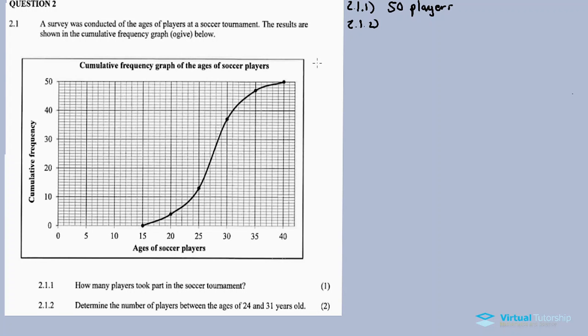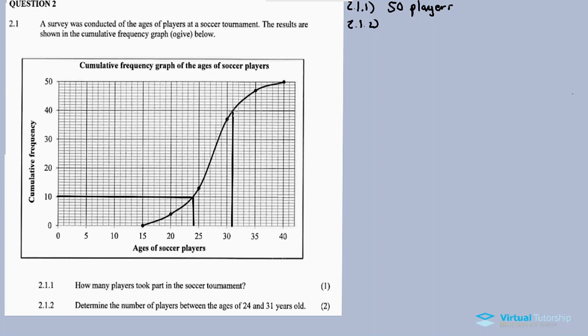2.1.2. Determine the number of players between the ages of 24 and 31. So here we want the number of players between the ages of 24 and 31. But first we need to find the number of players aged 24. So this 25, 24, somewhere here, so I project the line. So it means there will be 10 players with the age of 24, 10 players, and then 31 years of age.